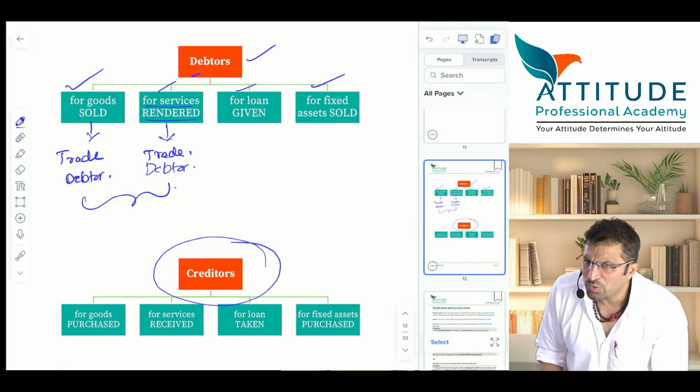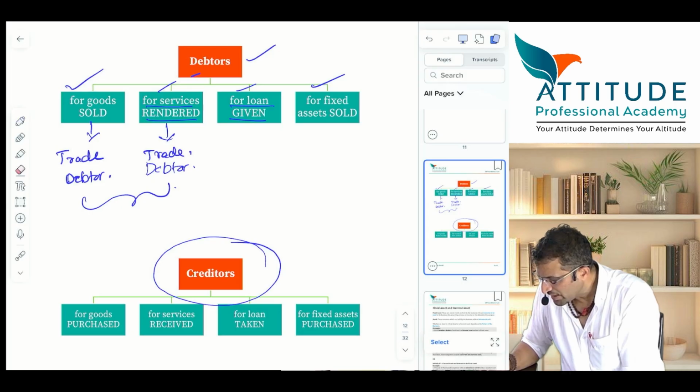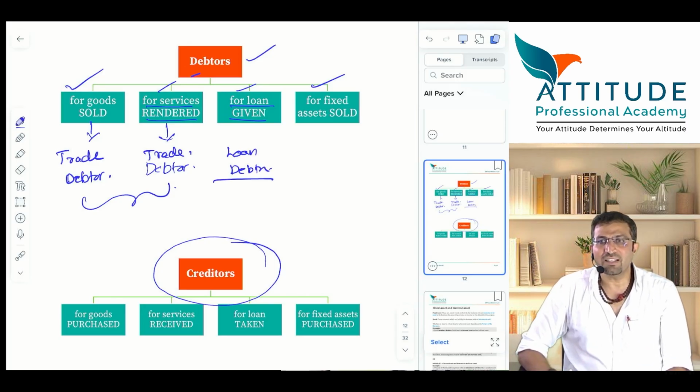But are you selling the goods to him? Are you rendering any services or are you giving a loan? So he is a debtor for loan given. So he is a loan debtor. What debtor? Loan debtor. You call him a debtor, simple. But he is not a trade debtor, because you are not trading with him. You have given him a loan.